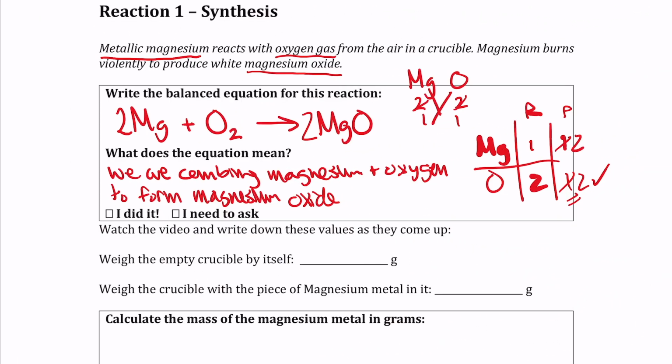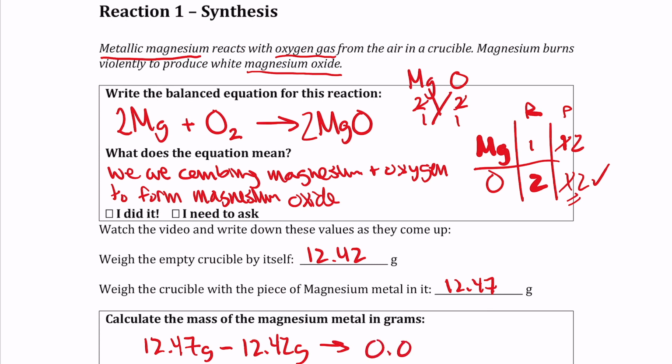So I hope by watching the video, you got that the mass of the crucible by itself was 12.42 grams, and that once the magnesium was in there, we get 12.47 grams. And so calculate the mass of magnesium metal in grams. I hope you could see that if you take the mass of the two together, the magnesium in the crucible, and subtract off the crucible, you'll get the mass of the magnesium, which is 0.05 grams of magnesium there. So that was just a simple subtraction.